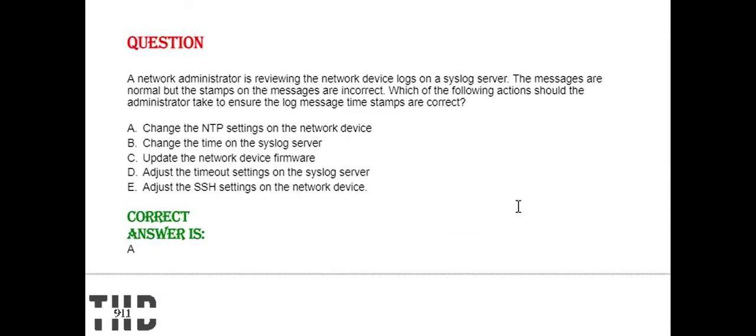A network administrator is reviewing the network devices logged to a syslog server. The messages are normal, but the timestamps on the messages are incorrect. Which of the following actions should the administrator take to ensure the log message timestamps are correct? Option A, change the NTP settings of the network device. Option B, change the time on the syslog server. Option C, update the network device firmware. Option D, adjust the timeout settings on the syslog server. And option E, adjust the SSH settings on the network device. The correct answer is option A.